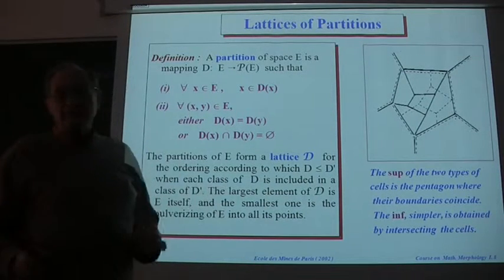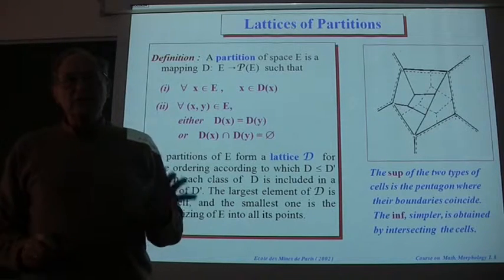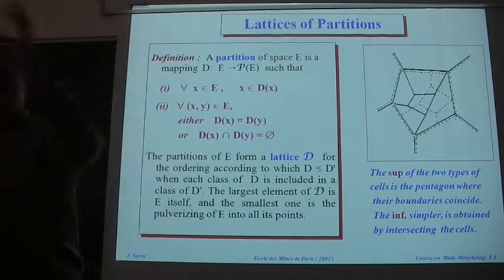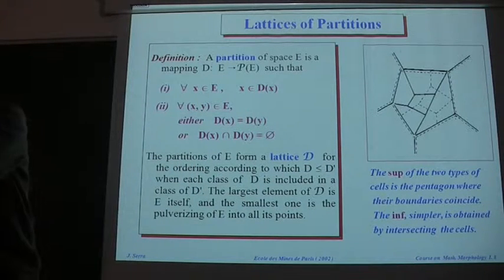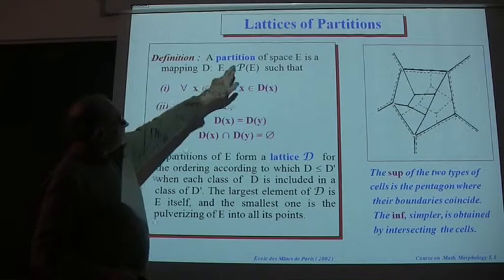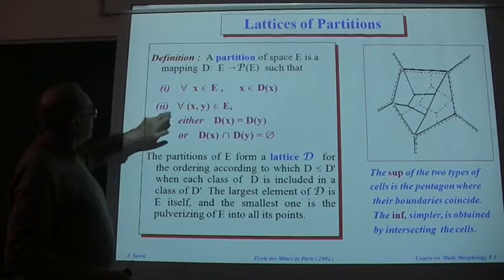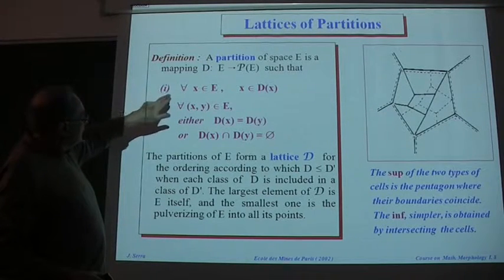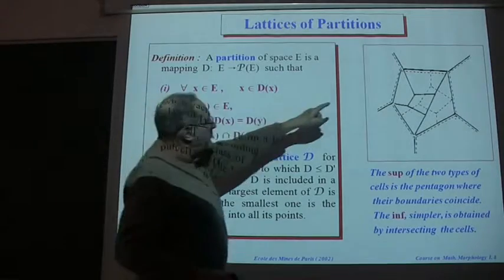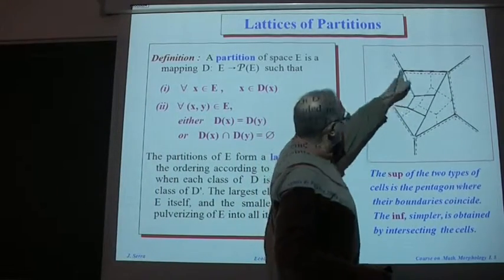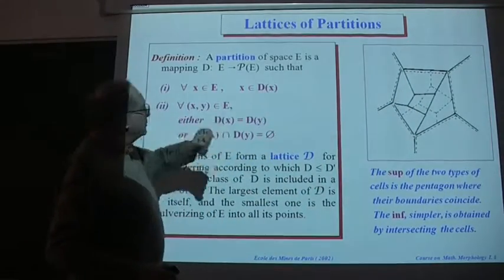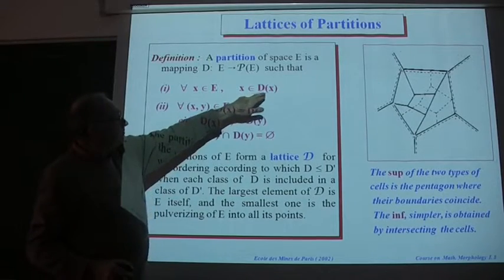What is a partition? A partition, if you want, is a mapping from the space, each point of the space, into all the parts of P of E. So you start from the space and you go to the parts. And we say that with each point, a point X here, for example, we associate a certain zone of the space, which is called the class of point X.